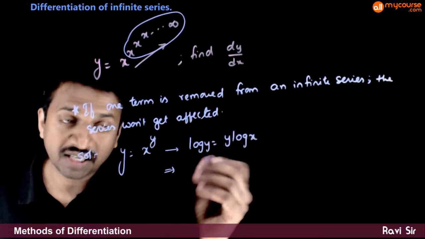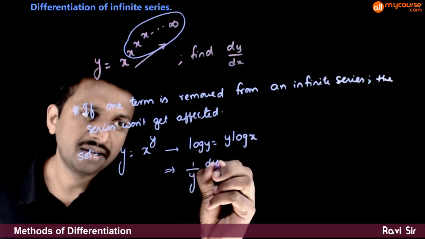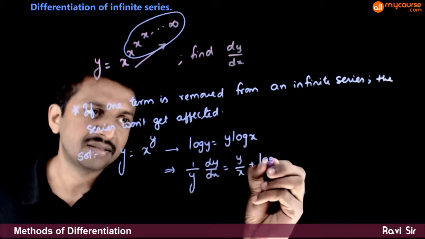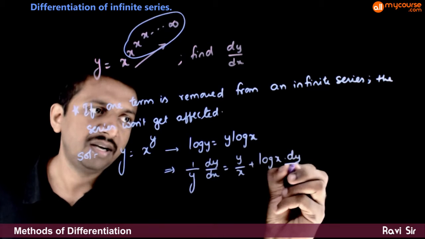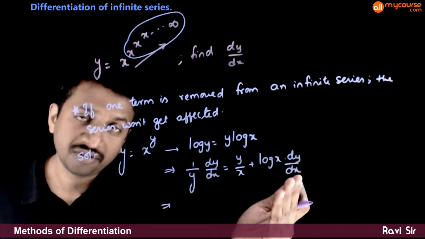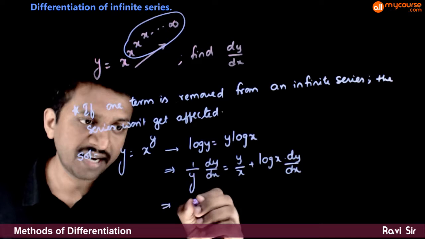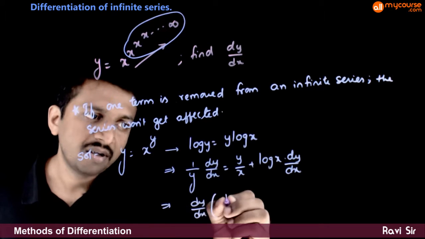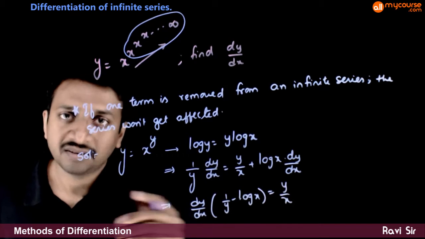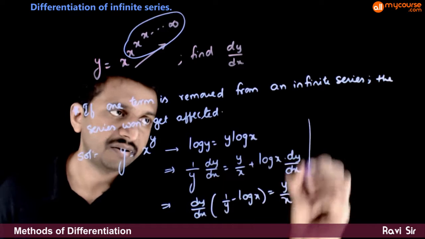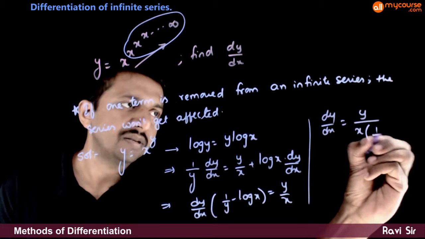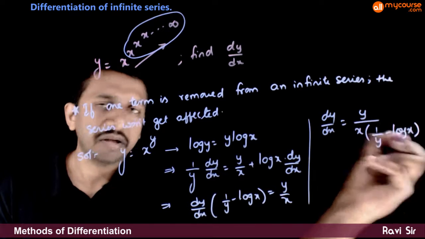So if you differentiate both sides with respect to x, so 1 by y dy by dx is equal to y by x plus log x times dy by dx. This implies if you send all dy by dx terms onto one side, so dy by dx times 1 by y minus log x is equal to y by x. So you can just send it into the denominator. So dy by dx is equal to y by x times 1 by y minus log x.